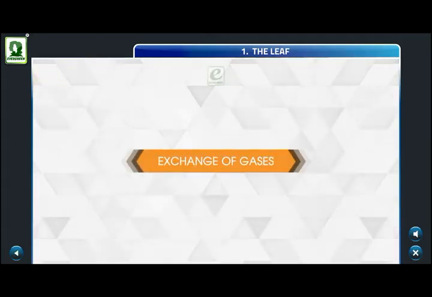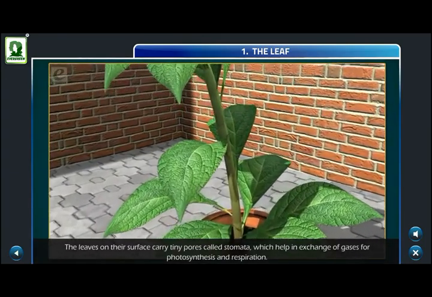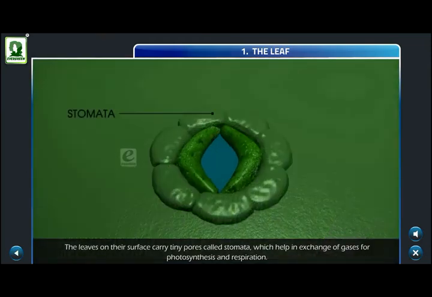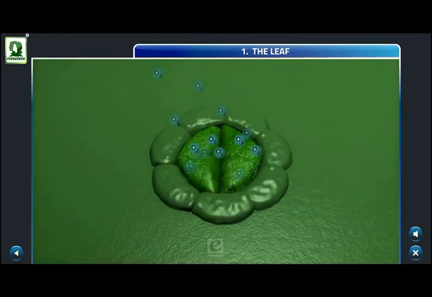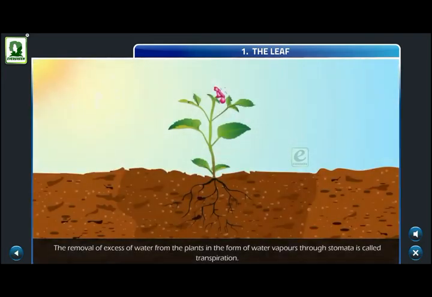Exchange of gases. The leaves on their surface carry tiny pores called stomata, which help in exchange of gases for photosynthesis and respiration. Transpiration. The removal of excess of water from the plants in the form of water vapors through stomata is called transpiration.